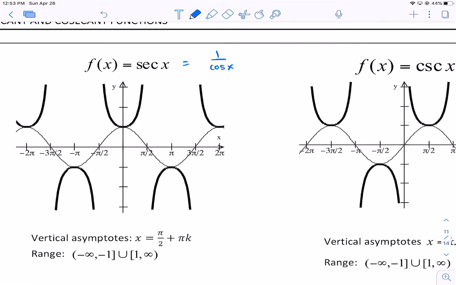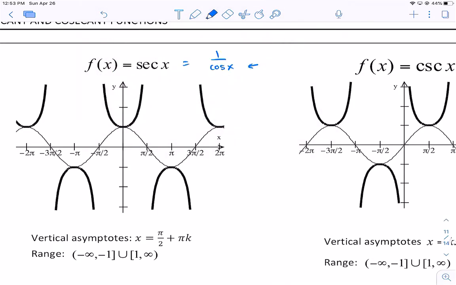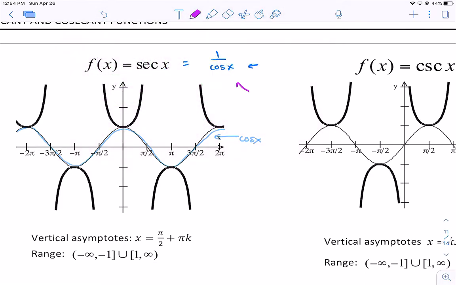Because it's defined as 1 over cosine, we look at the graph of cosine to begin with. So the graph of cosine of x, I'll add some colors to this and then I'll take it off. But this graph here is the graph of cosine of x. So you could start by just graphing cosine of x. And then a function or a fraction will be undefined when the denominator equals 0. So 1 over cosine of x will be undefined when cosine of x equals 0.